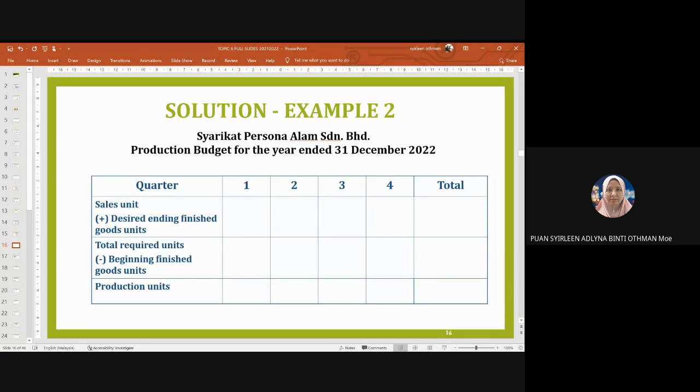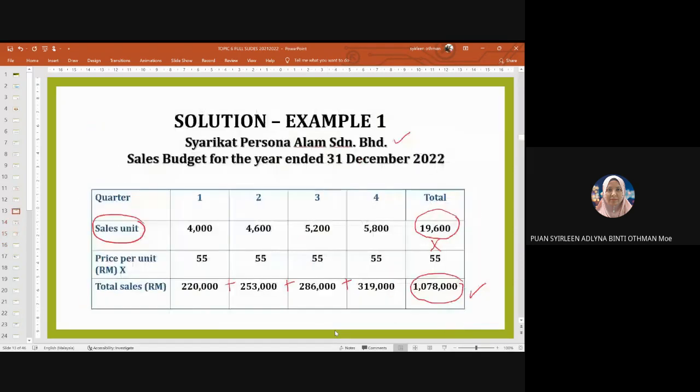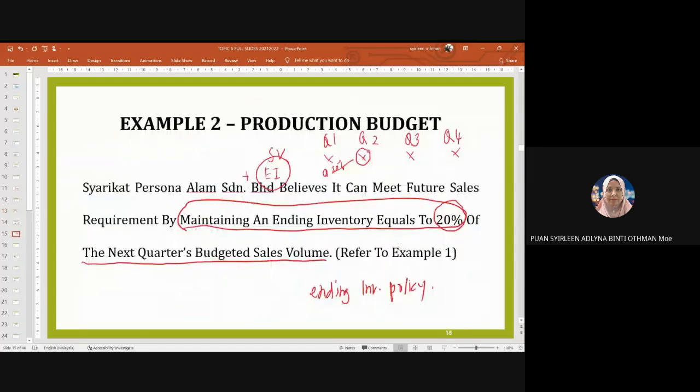Yang paling mudah nak isi dekat sini ialah sales unit. Sales unit is taken from sales budget. So saya akan isi apa dekat situ? Madam akan ambil 4,000, 4,600, 5,200, 5,800. This is from my sales budget. I akan bawa ke production budget.